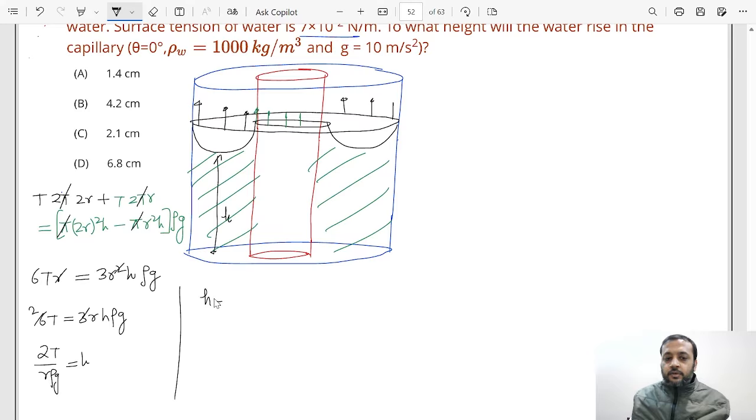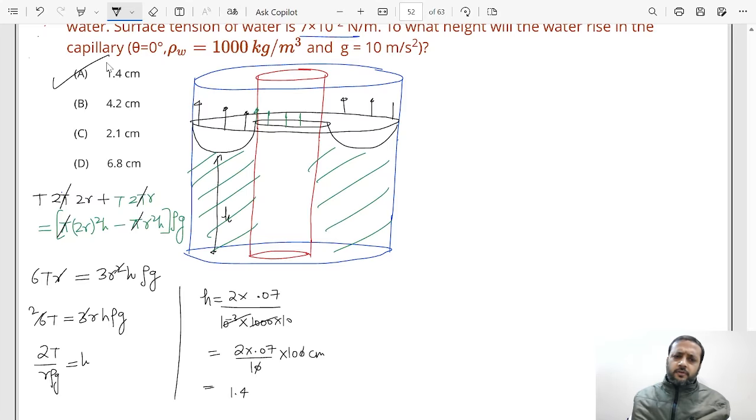Now we can put the values. Surface tension is given as 0.07 in the question. r is 1 mm, so that means 10 to the power minus 3, rho is 1000, and gravity is 10. This will nullify, and this will become 2 into 0.07 upon 10 in meters. In centimeters, you have to multiply by 100. So this becomes 1.4 centimeters.